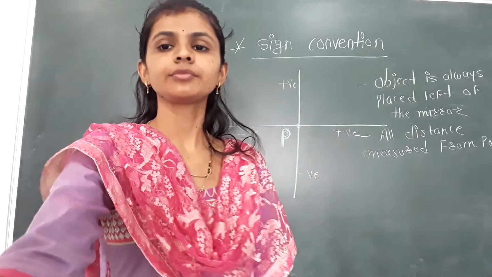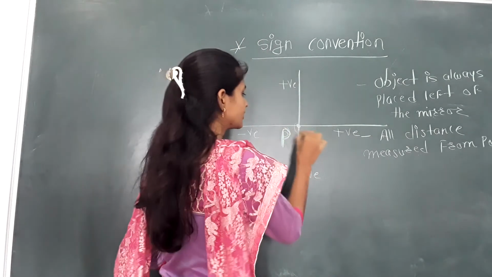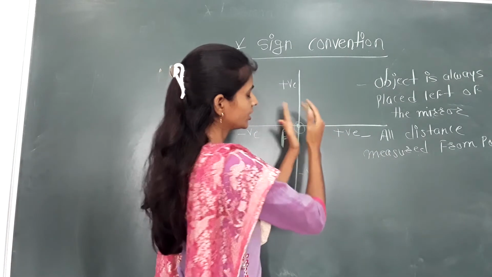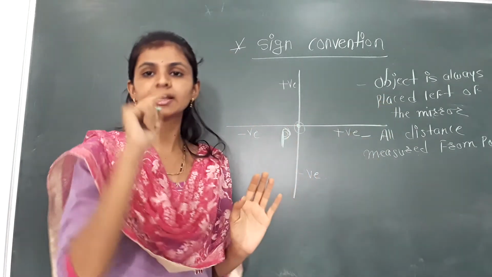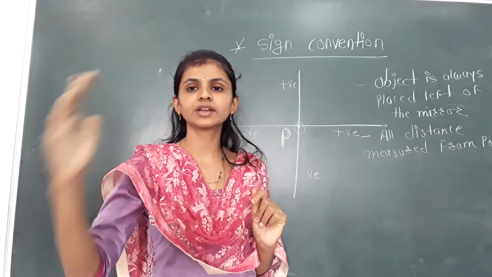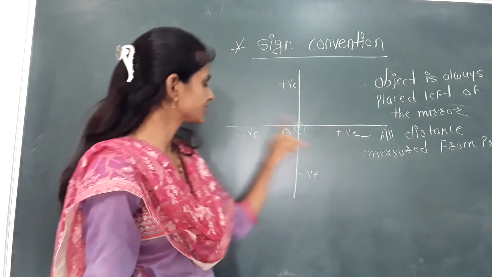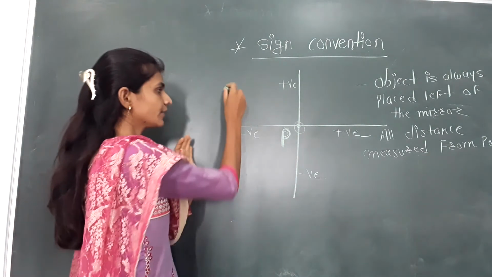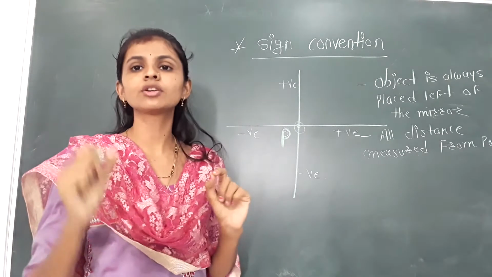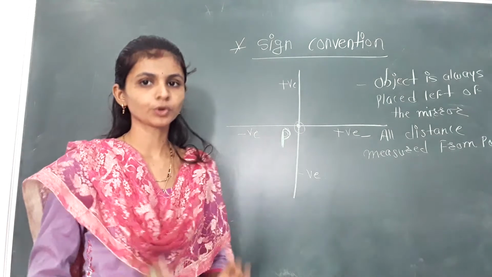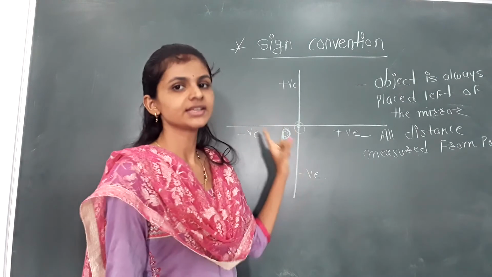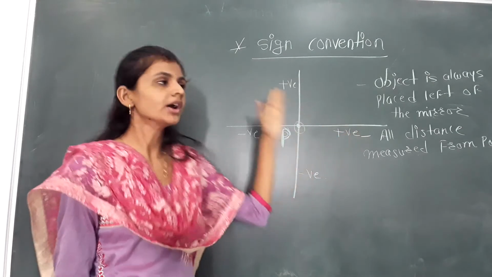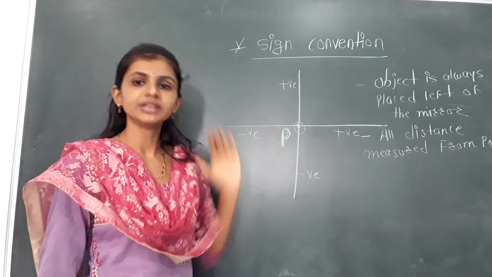Okay, so here you can see P is on the principal axis, it is the origin point. The distance from P, if it is on the right hand side, is taken as positive. If the distance is on the left hand side, it is taken as negative. If we are keeping the object on the left hand side, for that reason the object distance is always considered negative. From the pole, right hand side distances are considered positive, and left hand side distances are considered negative.